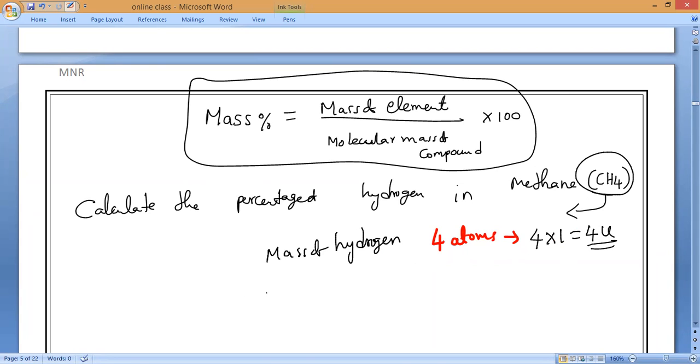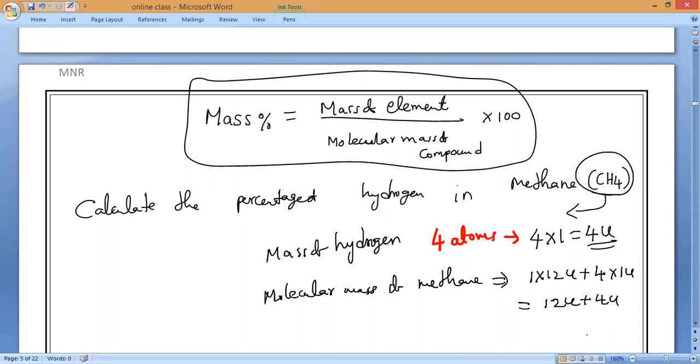What is the molecular mass of methane? Everyone? Molecular mass of methane. 16 u. That methane is equal to 1 into 12u plus 4 into 1u, which is equal to 12u plus 4u, which is equal to how much? Fast, 16u. Okay, everybody. So that is what you have to remember.